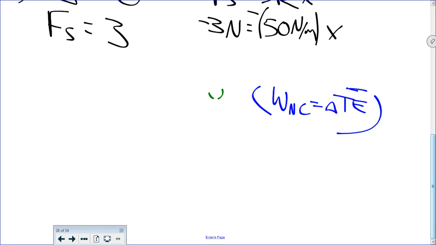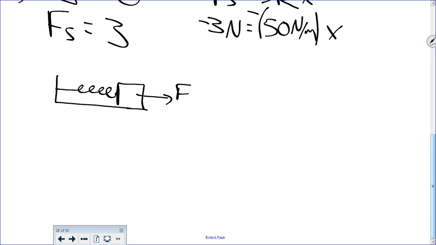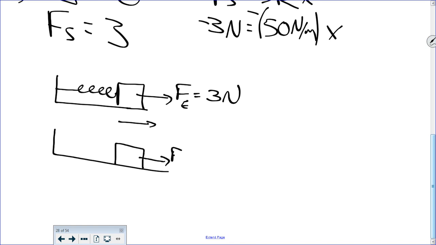All right? So at the beginning of our setup, the block is just sitting there, right? So right now the net force is 0, right? Then I come along and I pull on this thing with a force. So here's the force of Evan. Evan's pulling on the box with a force of 3 newtons. Because my spring isn't stretched at all, the force of the spring right now is 0, right? So it's going to accelerate this way, right? Because my net force is that way. Now, as I stretch the spring, its force gets bigger.